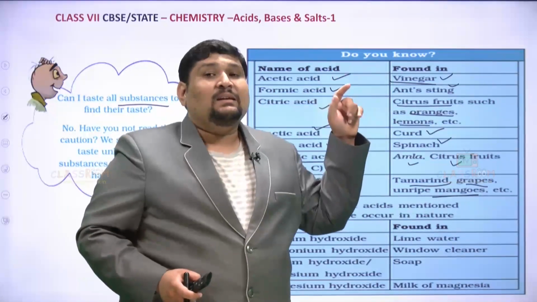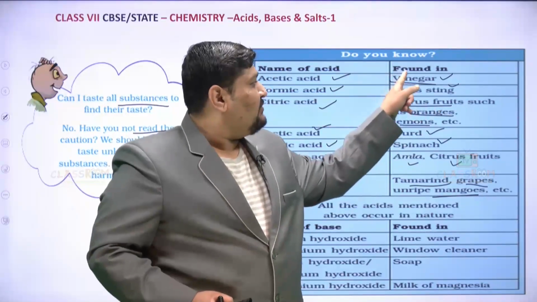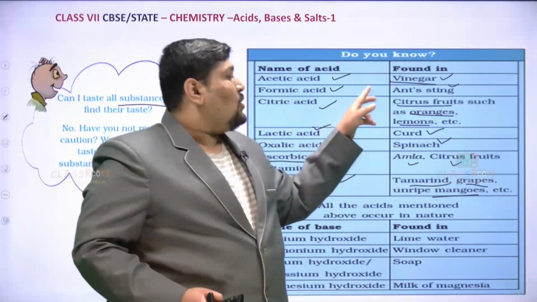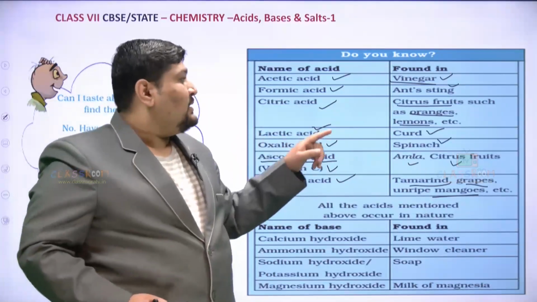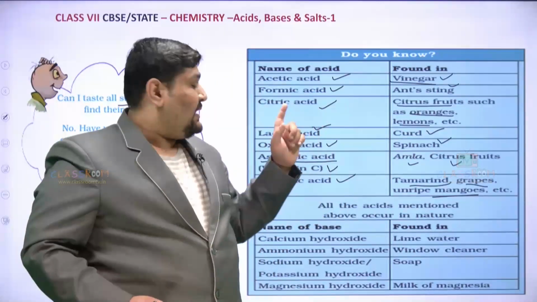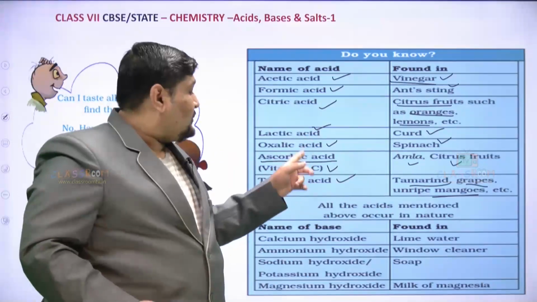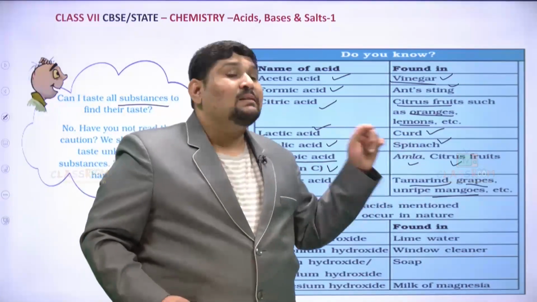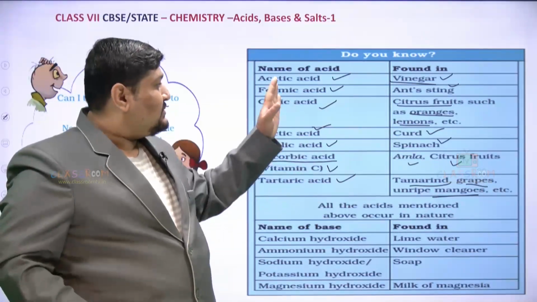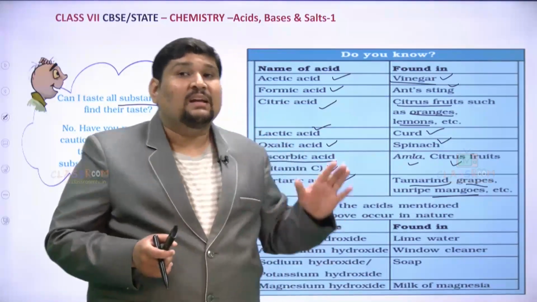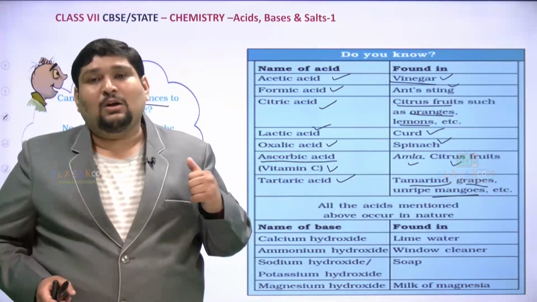So what does vinegar contain? Acetic acid is found in vinegar. Formic acid is found in ant stings. Oranges and lemons, as they are citrus fruits, contain citric acid. You can find lactic acid in curd and oxalic acid in spinach, and the citrus fruits and amla contain ascorbic acid. Tamarind and other such fruits contain tartaric acid. So we have classified those acids depending upon their taste, and we have named the acids which we found in those fruits and vegetables which we took as examples.